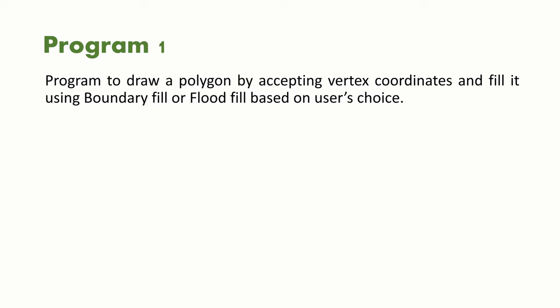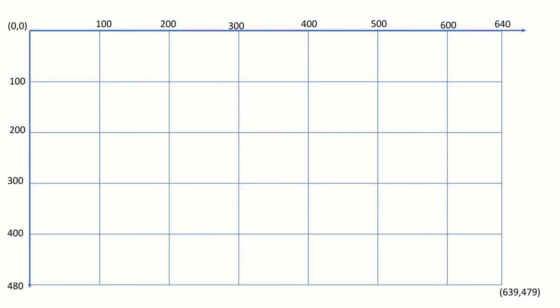This is a menu based program and we are going to use either boundary fill or flood fill to fill the polygon. So, what is a polygon? A polygon is a closed figure. Say this is a polygon with vertices V1, V2, V3 and V4. You have to fill this particular polygon using any one algorithm. Now let us see how to use the boundary fill algorithm.